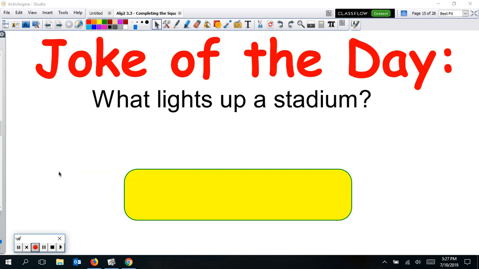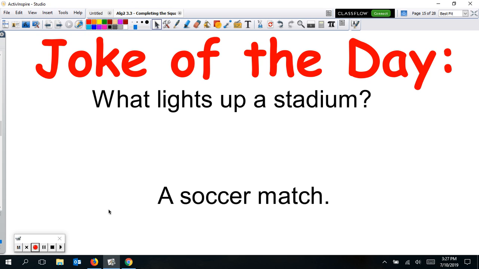Hey, before we get to 14, let's do a quick joke of the day. What lights up a stadium? A soccer match. Yeah, just take out a soccer match. Light it up.